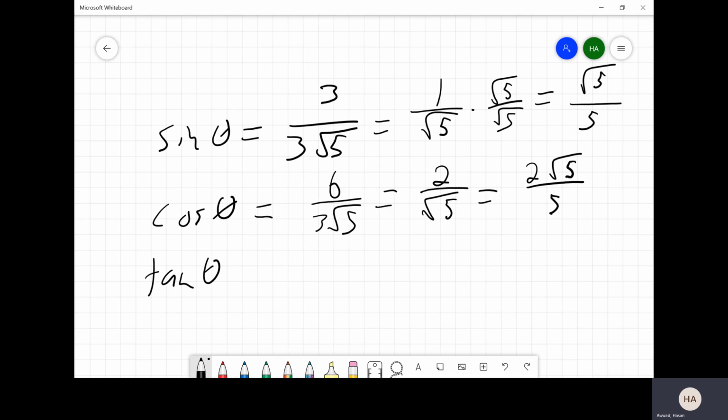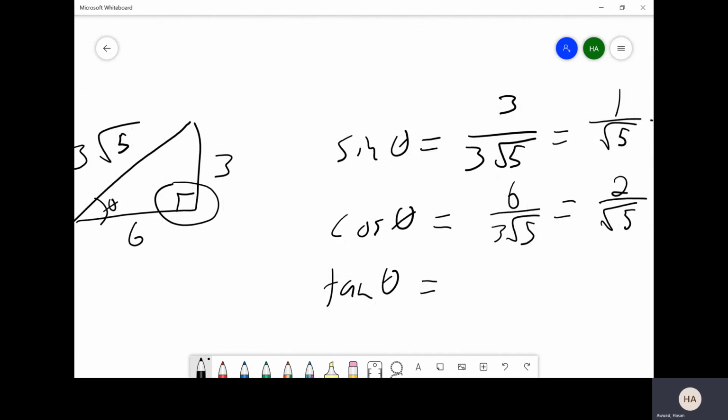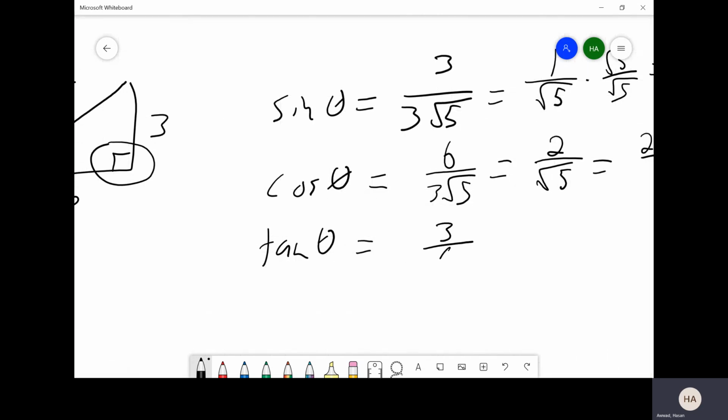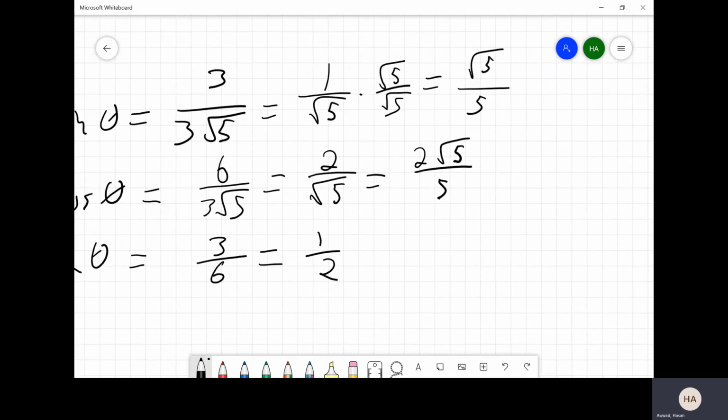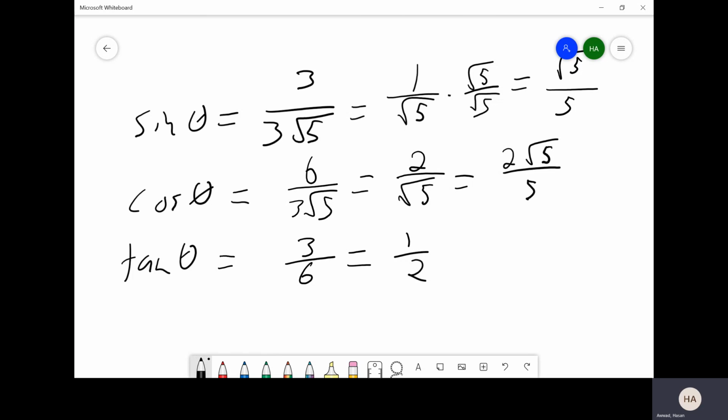Okay? And last but not least here for tangent, well, tangent is opposite over adjacent, right? So this should be 3 over 6, and we know we can simplify that down, and that's just 1/2. So great, we found the initial 3 as follows: sine of theta is square root of 5 over 5, cosine of theta is 2 square root of 5 over 5, and tangent of theta is 1/2.